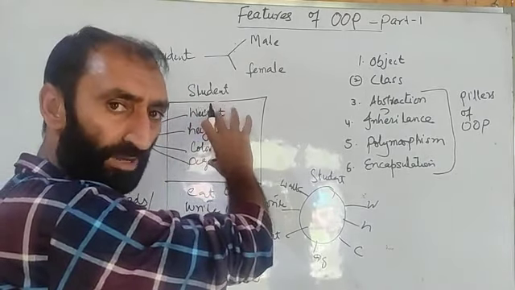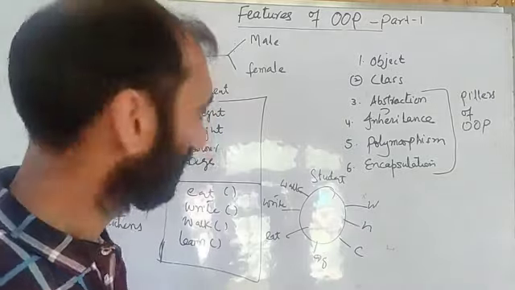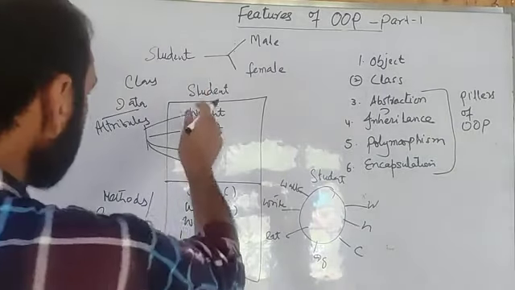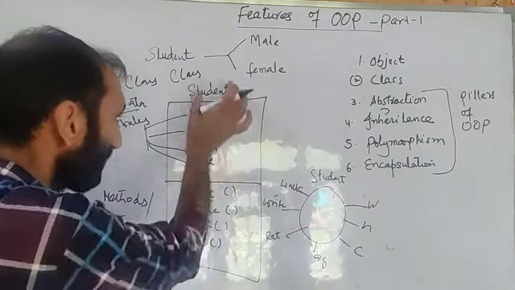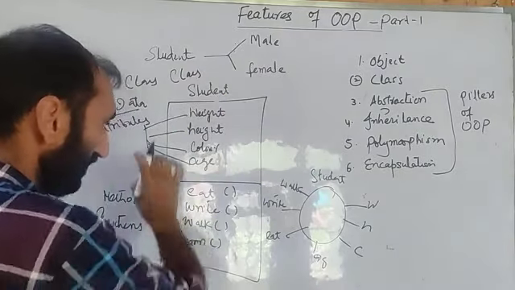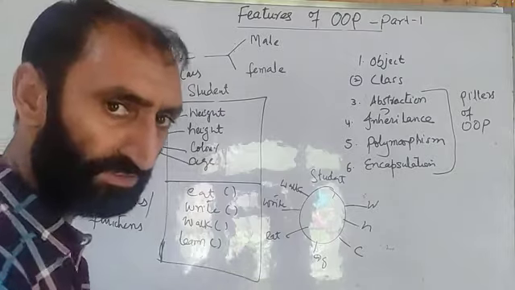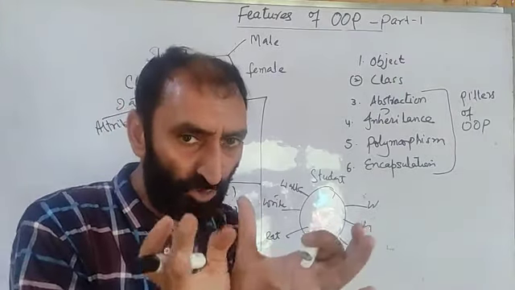These are the properties of the student. So we can say, what is it? It is a student. It's a class of students. Okay, that means what is a class? A class is the group of objects.